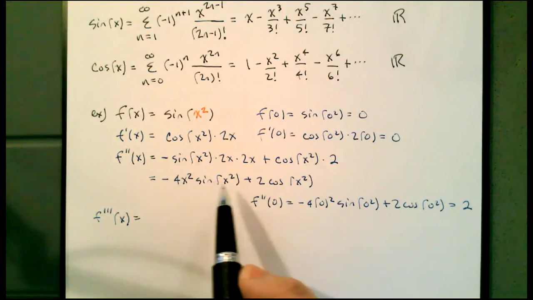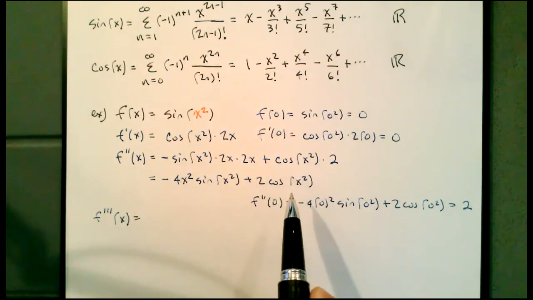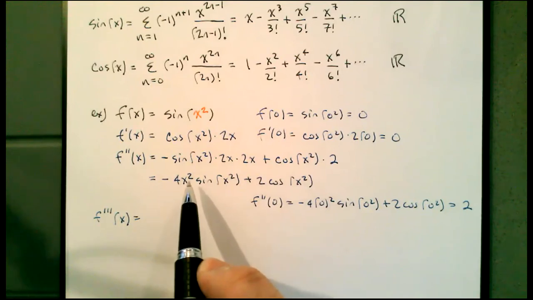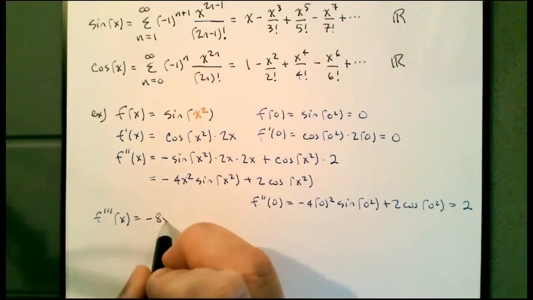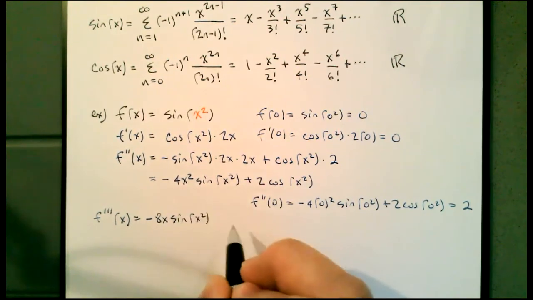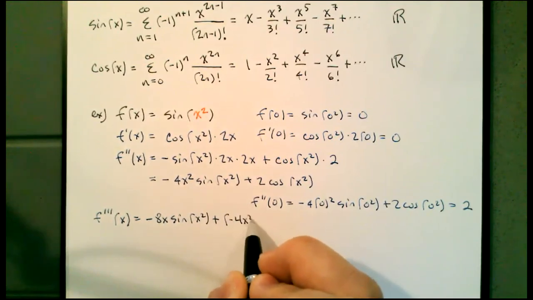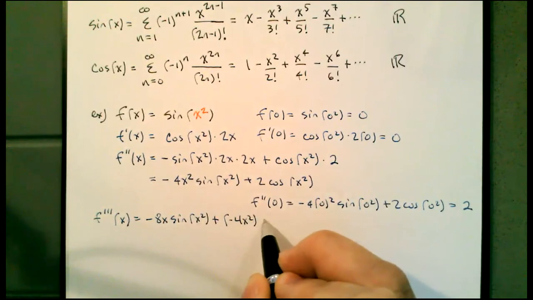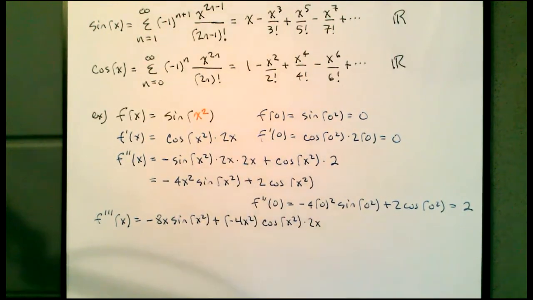We got to use the product rule here. At least we only need the chain rule on this one. The derivative of minus 4x squared sine of x squared is the derivative of the first times the second plus the first times the derivative of the second. Derivative of sine is cosine of x squared times 2x.